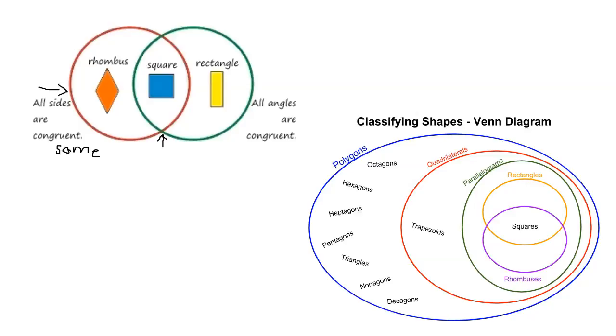Anyways, all the stuff in the green circle says that the angles have to be congruent. Let's look at this orange rhombus. This angle is kind of small. I would say about 45 degrees. This angle is larger than 90.